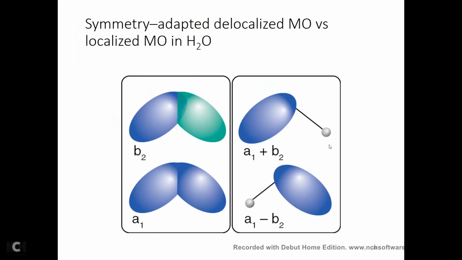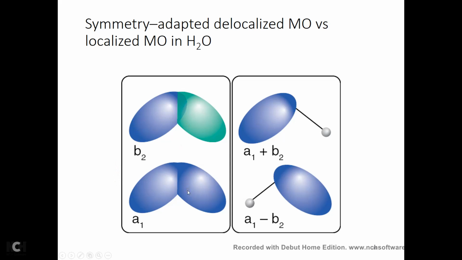Now, what's the relationship between symmetry adapted MOs versus those localized MOs without symmetry? On the left-hand side, you're looking at water. You can have A1 symmetry. Just imagine this is oxygen, hydrogen, hydrogen. This is A1 symmetry, this is B2 symmetry. And actually, if you do a linear combination of A1 and B2, you can create this OH bond and this OH bond. So really, localized MOs in water are linear combinations of the symmetry adapted delocalized MOs.